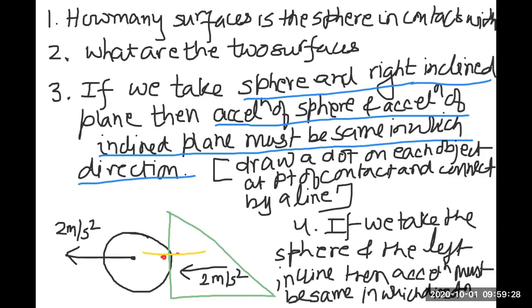So, what is the answer to this question? If we take the sphere on the left incline, then acceleration must be the same in which direction? It must be the same in. हाँ, very good अभिजीत, yes.